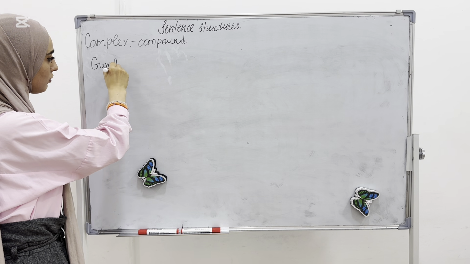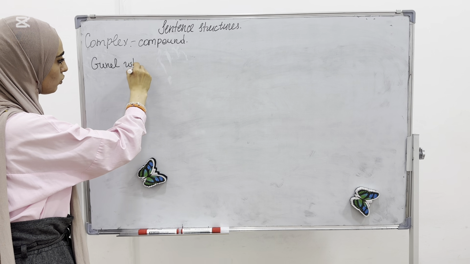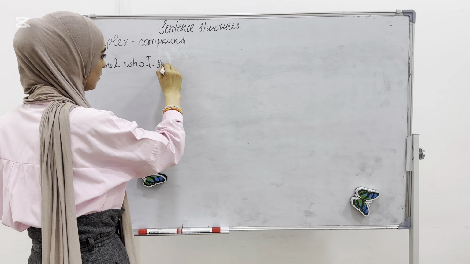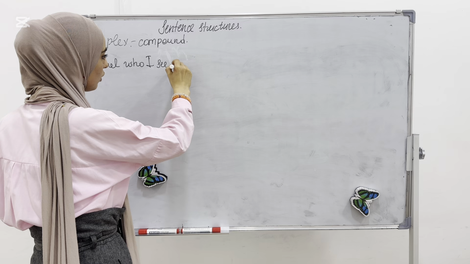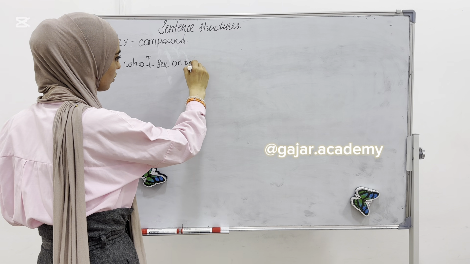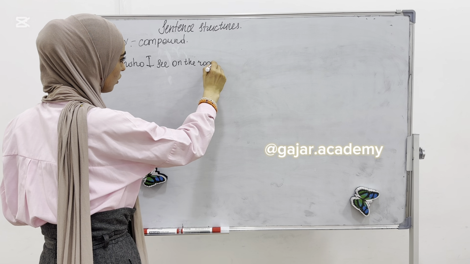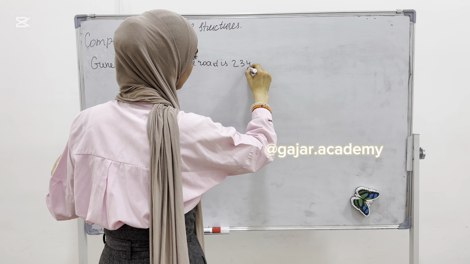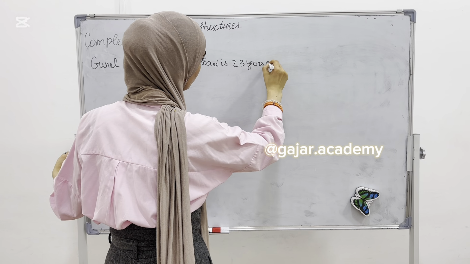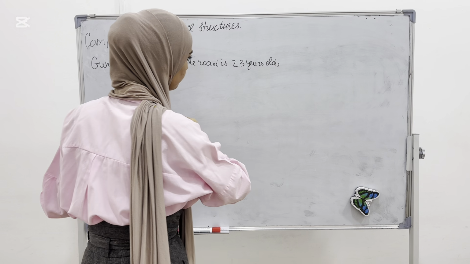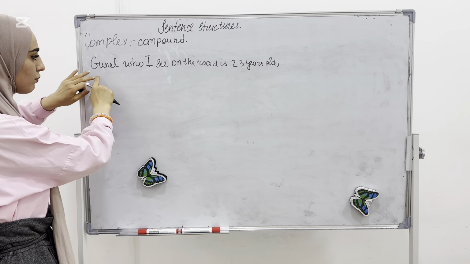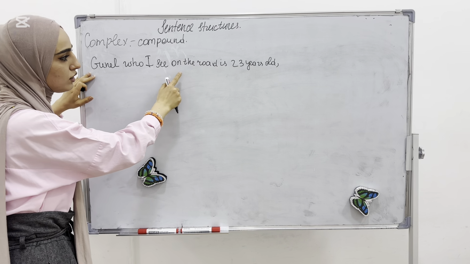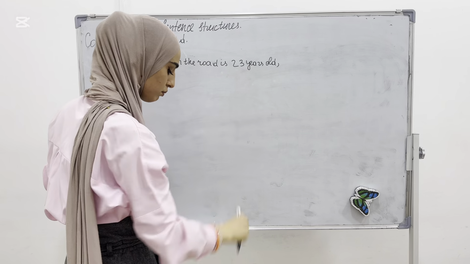Günel, who I see on the road, is 23 years old. So this is our complex sentence, right? Günel, who I see on the road, is 23 years old.